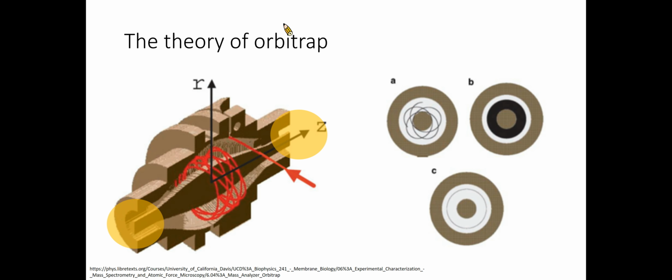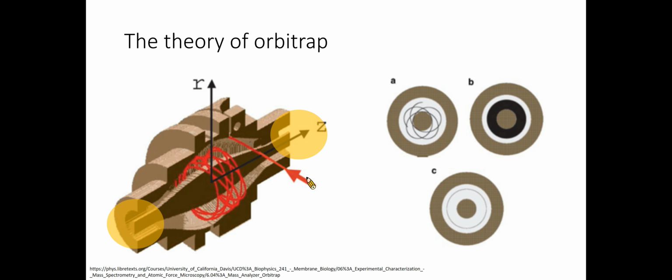The Orbitrap mass analyzer operates by oscillating ions in a cylindrical electrode with tapered ends and detects signal for mass-to-charge ratio based on Fourier transforms. The electrode is powered by an RF frequency that makes the ions oscillate around the inner electrodes.